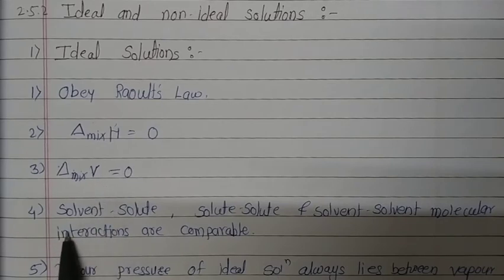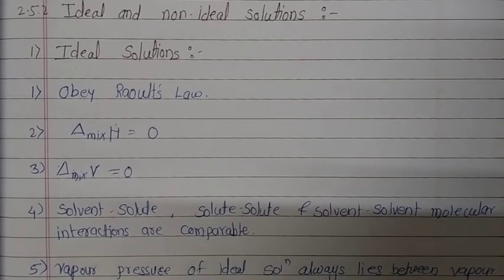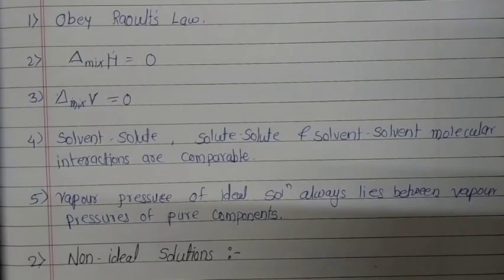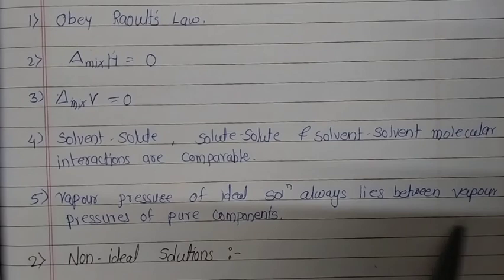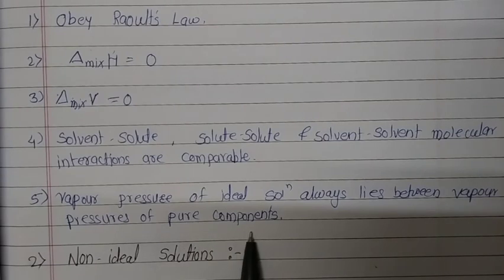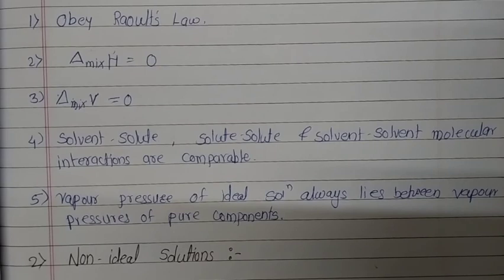Next, in an ideal solution, solvent-solute, solute-solute and solvent-solvent molecular interactions are comparable. And the fifth characteristic is that the vapor pressure of an ideal solution always lies between the vapor pressures of the two pure components. So this is about the characteristics of ideal solution.